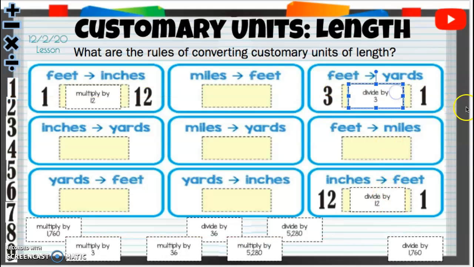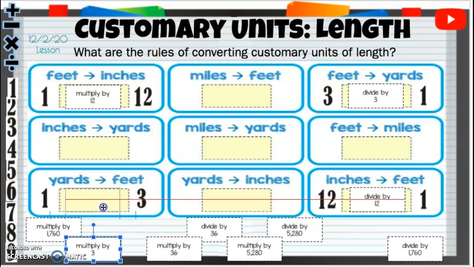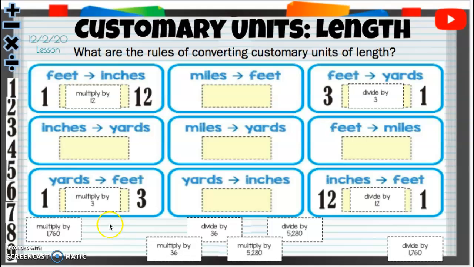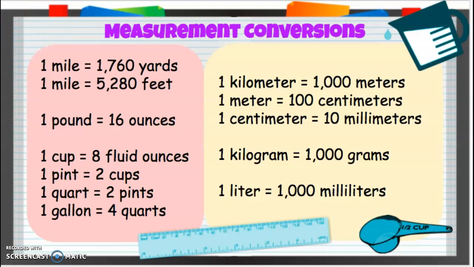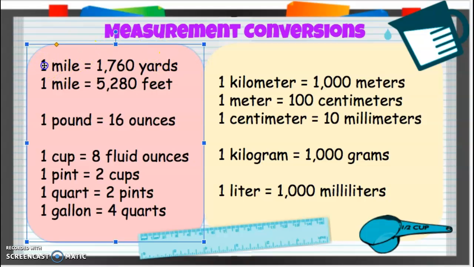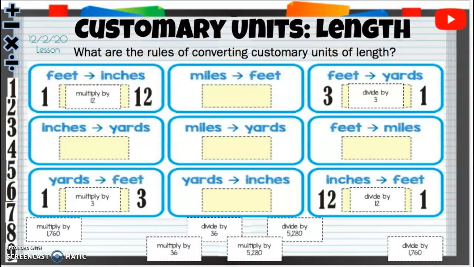Divide by 3. Now, instead of feet to yards, let's look at yards to feet. I know there's 3 feet in a yard. How do I get from 1 to 3? Multiply by 3. We've been doing these in ratio tables. The only thing that we need to practice is learning how many feet are in a yard and how many inches are in a foot and so on. You will get information such as this, miles to yards and miles to feet. So these are what we're going to look at first, with the yards and the feet and the miles.